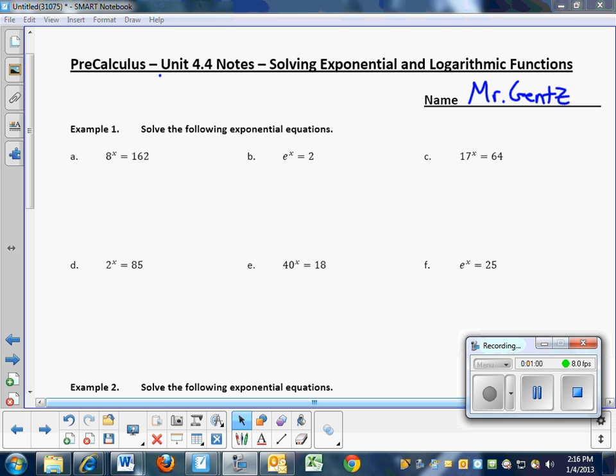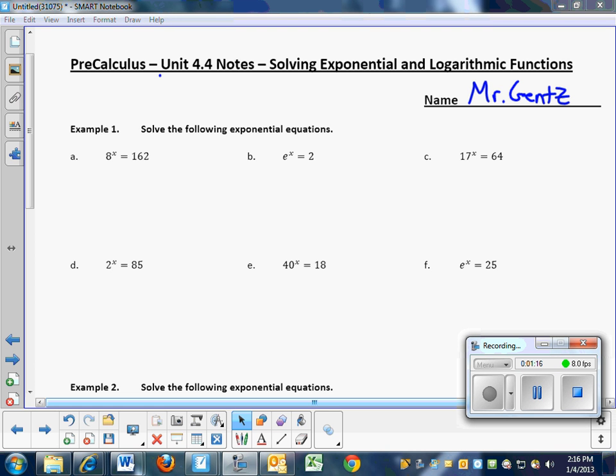But what I need you to do today is we want to solve this type of equation, 8 to the x equals 162. And if you can understand this first principle idea, you should be good to go the rest of the way. Okay? So just follow my reasoning here.